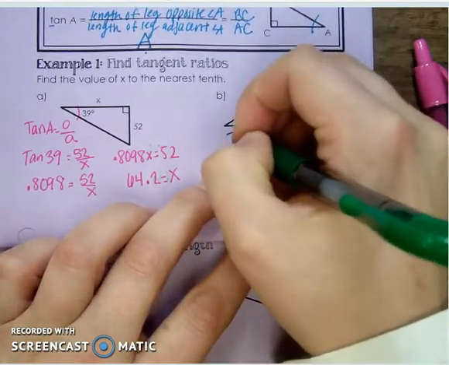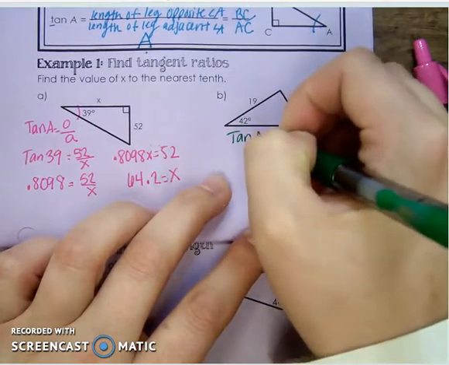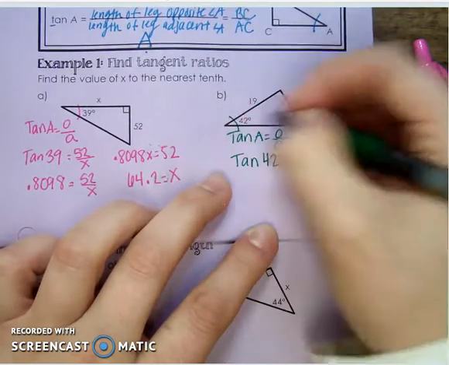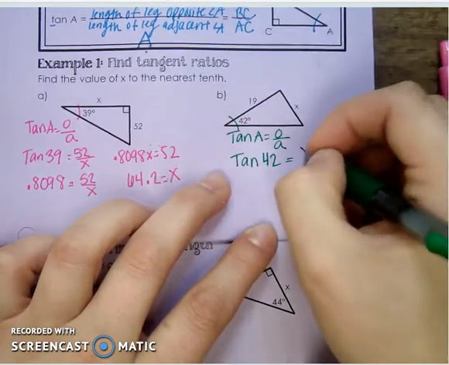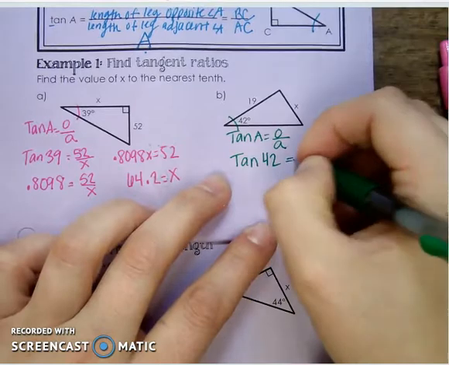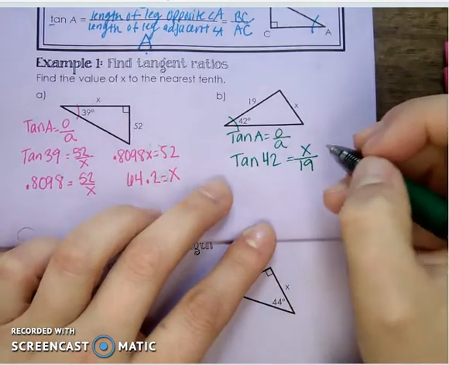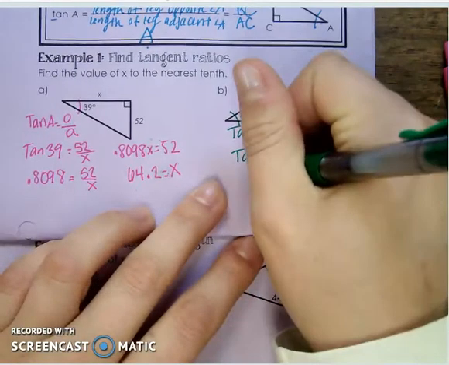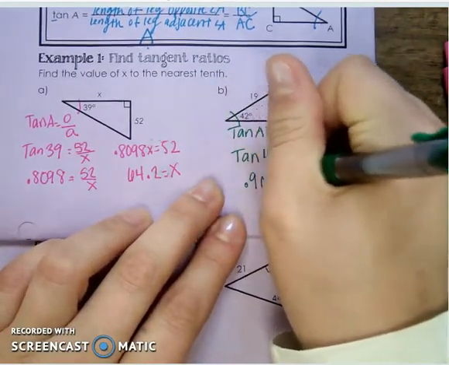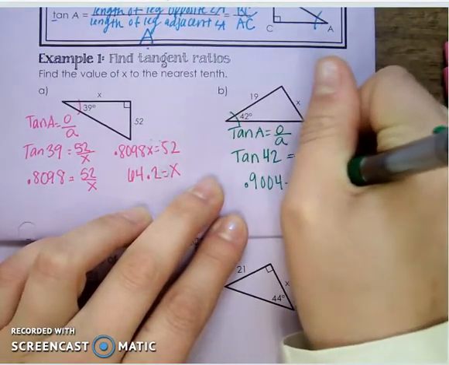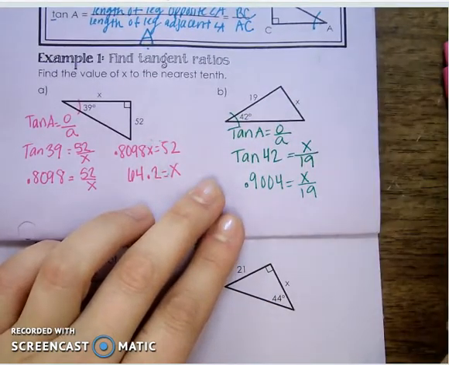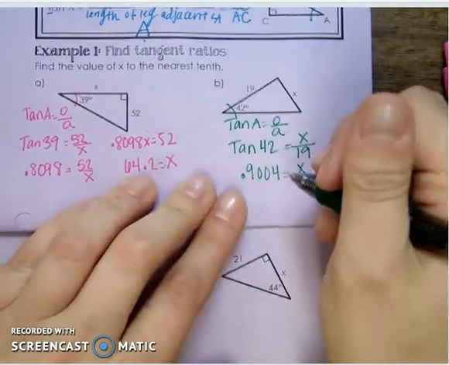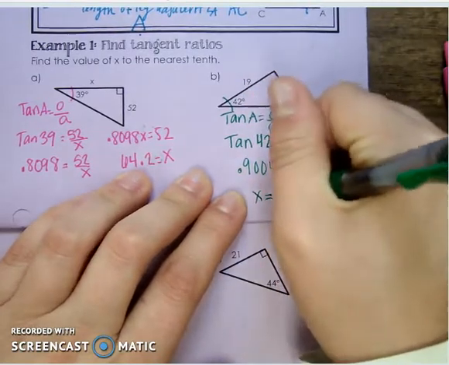All right, let's do B also. We have tangent of A, which is the opposite over the adjacent. So the tangent of 42. The opposite in this case is x over the adjacent, which is 19. The tangent of 42 is 0.9004 equals x over 19. And then cross multiply, times 19, x equals 17.1.